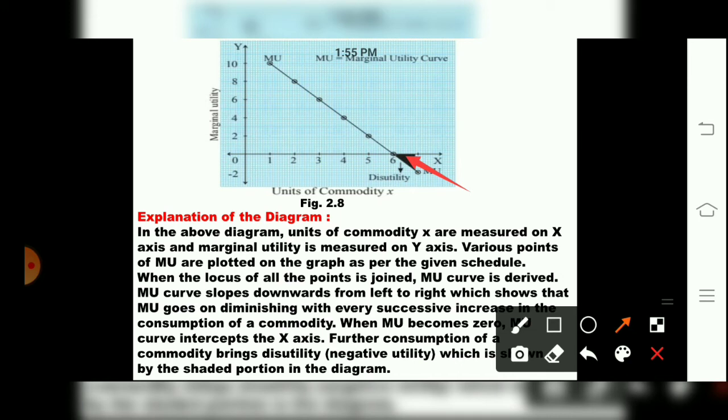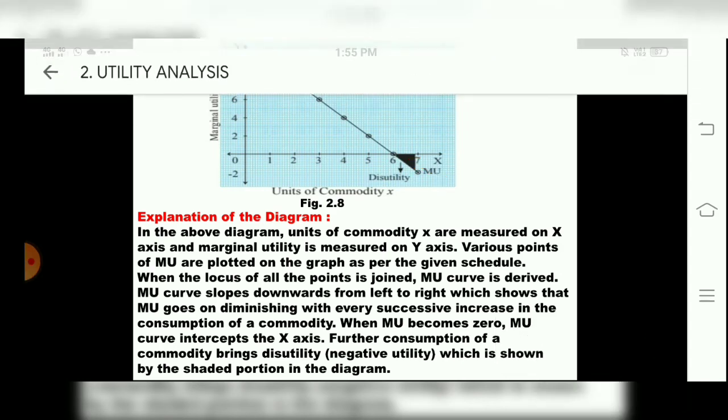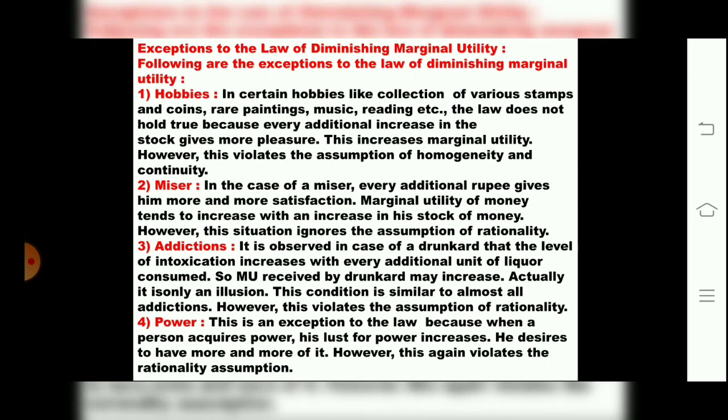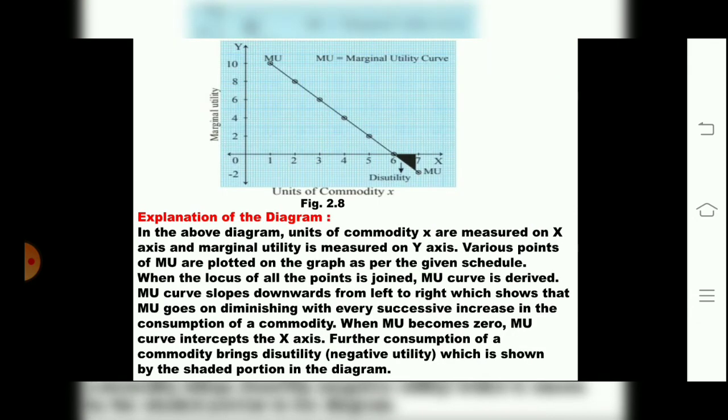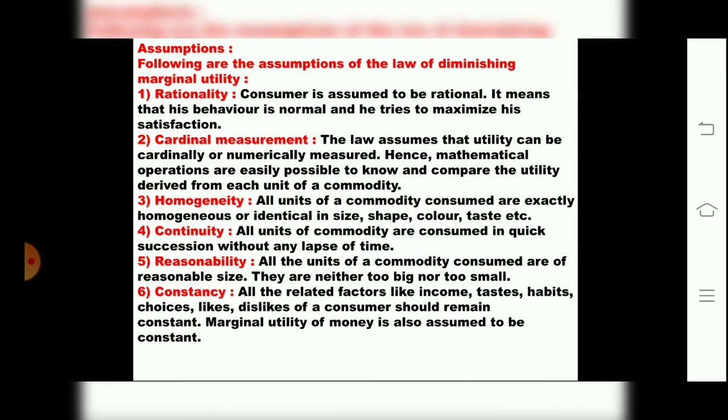So see what we have seen first. Introduction is there, children. Then we have seen the statement of the law of diminishing marginal utility. Then we saw the table, how it has been plotted. Then the diagram. And then the explanation of the diagram of the law of DMU has been given over here. So when a question is asked like explain the law of DMU, so what will come? I'll repeat again.